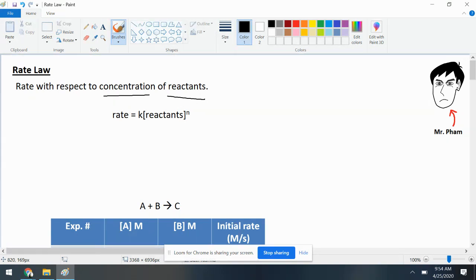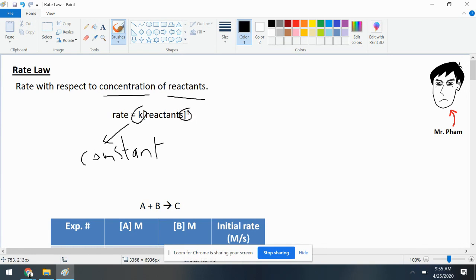Okay, so here's the equation for the rate law. Rate, which is the speed of the reaction, is equal to k. K is a constant, the rate constant. The rate constant shows the relationship between the concentration of the reactants and the rate, and it's dependent on the temperature, which is something that we're going to be looking at later on. Okay, times the concentration of the reactants. Notice it's in brackets to indicate the concentration. Typically, we use molarity for that. Okay, and lastly, to the power of n.